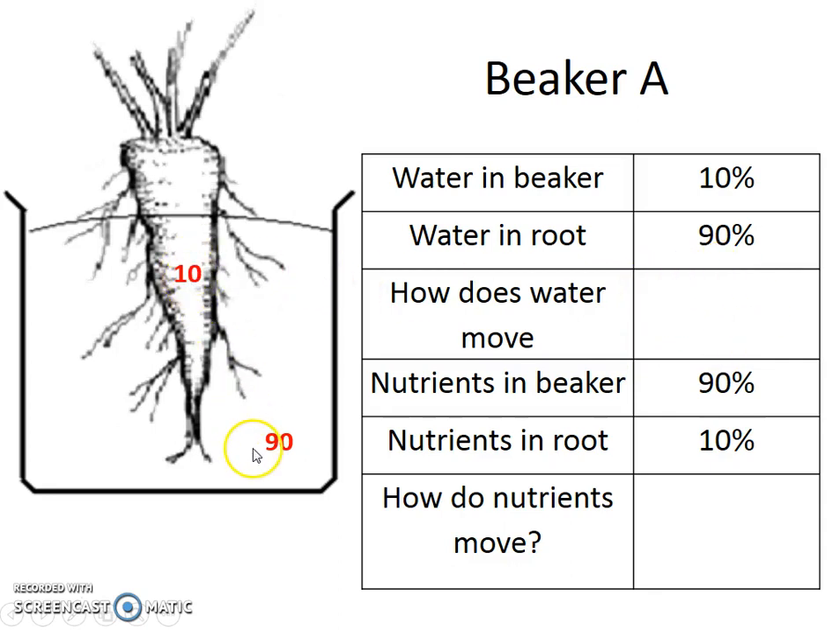Nutrients. The high is outside, low is inside, but that doesn't matter because nutrients will always move in, regardless of the numbers. So right here under beaker A in your notes, write in.